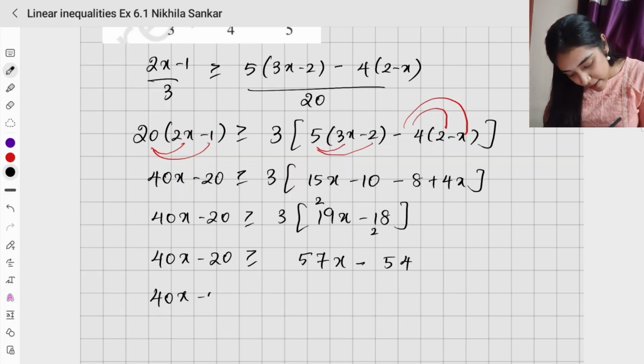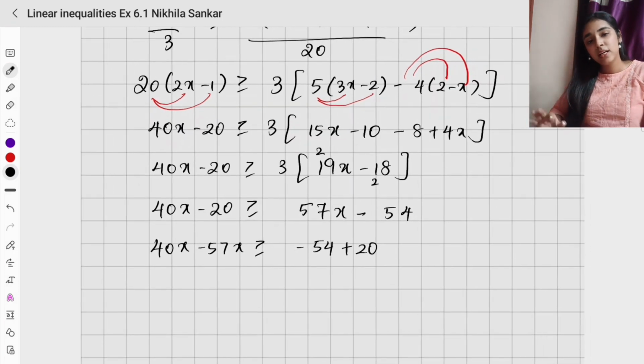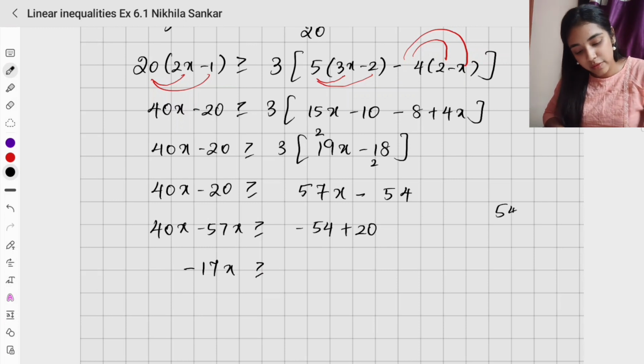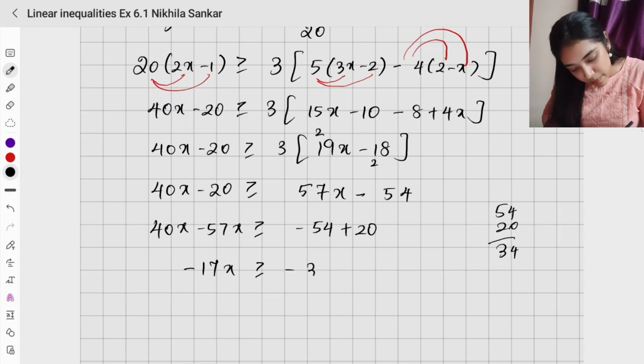So I have 40x minus 57x greater than or equal to minus 54 plus 20. Do it very slowly. Even if you change a sign slightly, it will become a mistake. Okay. Now 40 minus 57 is going to give me minus 17x greater than or equal to minus 54 plus 20. 54 minus 20 is going to give me 34. So this will be minus 34.